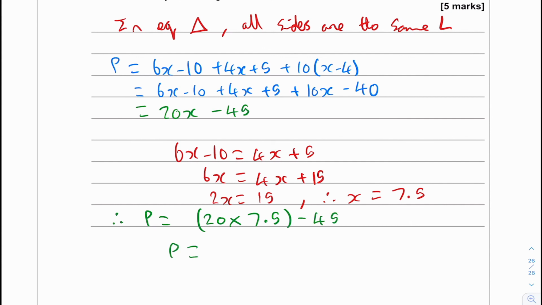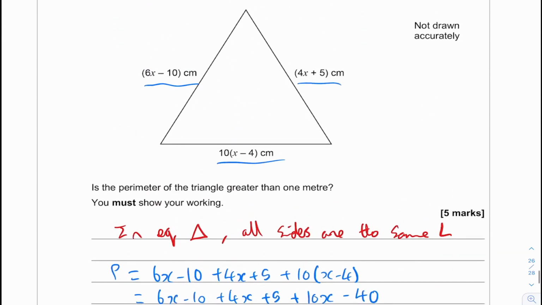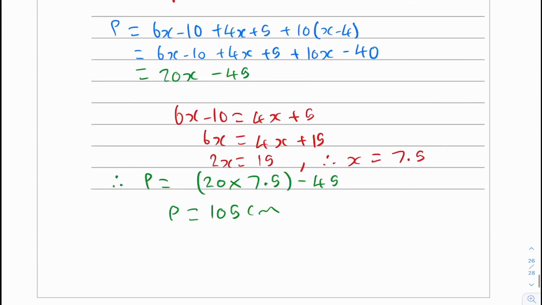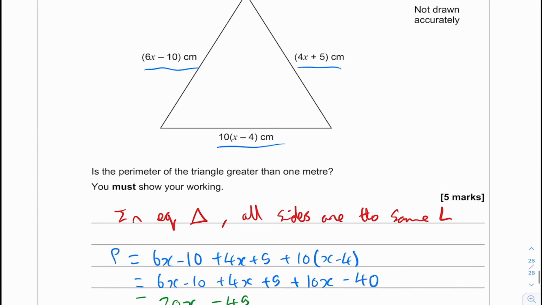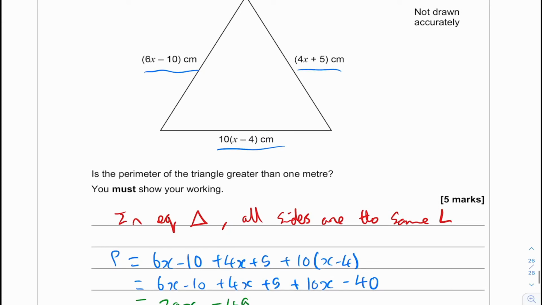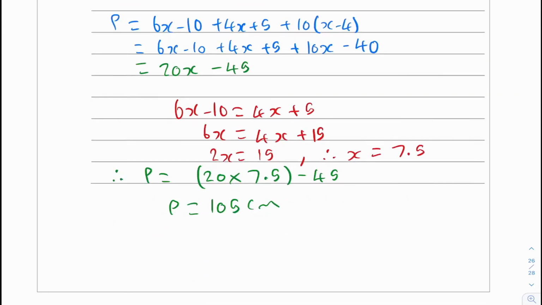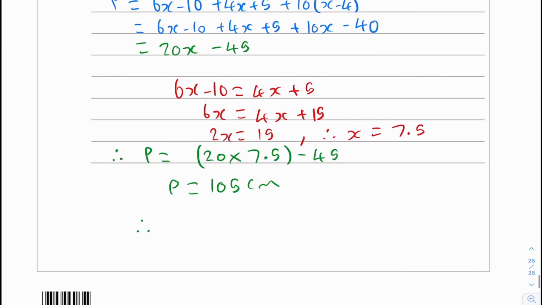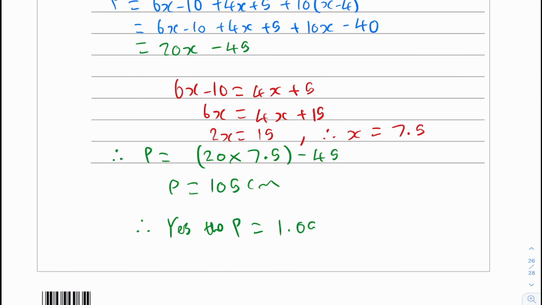So P is equal to, let's put this into our calculator. So 20 times 7.5 and then take away 45. That leaves us with 105, and it is centimetres. And the question asked us, is the perimeter of the triangle greater than 1 metre? So we can therefore say, yes, the perimeter P is equal to 1.05 metres.